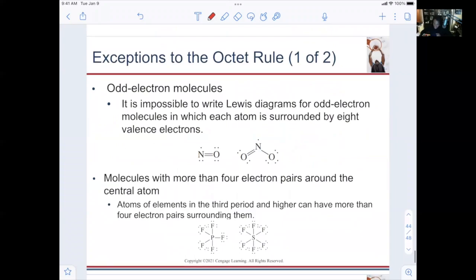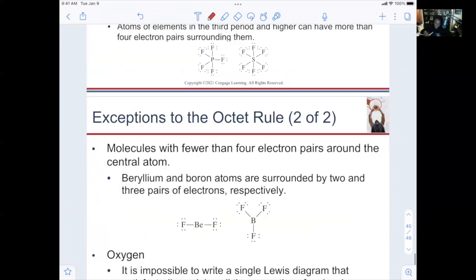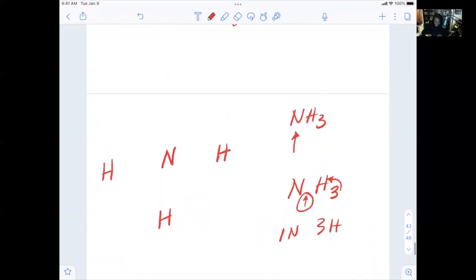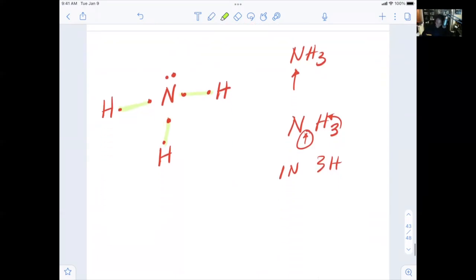Looking at the Lewis symbol, let me go back to the periodic table. Where is nitrogen? Right here, group 5. So nitrogen will be surrounded by 5 dots. Let me see right here. 1, 2, 3, 4, 5. 5 dots for nitrogen. Each hydrogen has got 1 dot right there. Connect the unpaired dots, right? Connect this to that, connect that to that, connect this to that. Ta-da. We got our molecule.